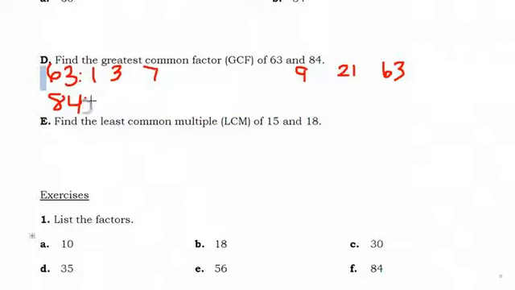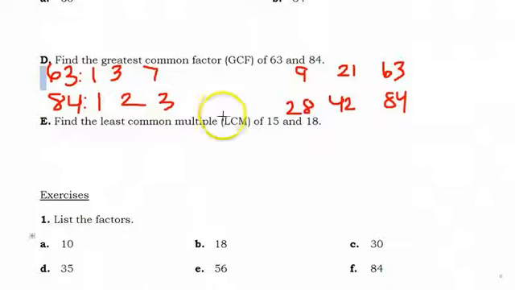Now we have to do 84. 1 and 84. 2 and 42. Did we... I think we did 84 above. Yeah, we did it up here. Oh, that was for prime factorization. Never mind. Okay, 3 and 28. 4 and 21.